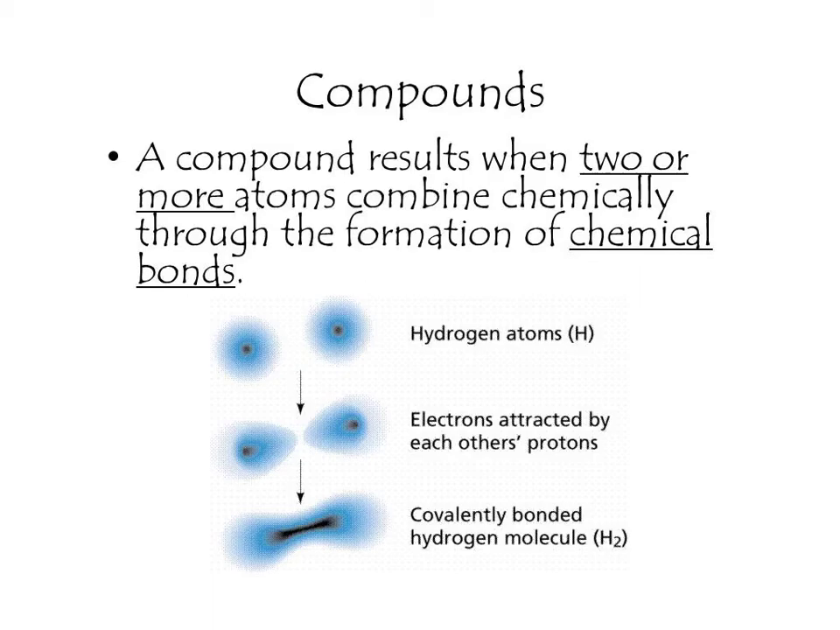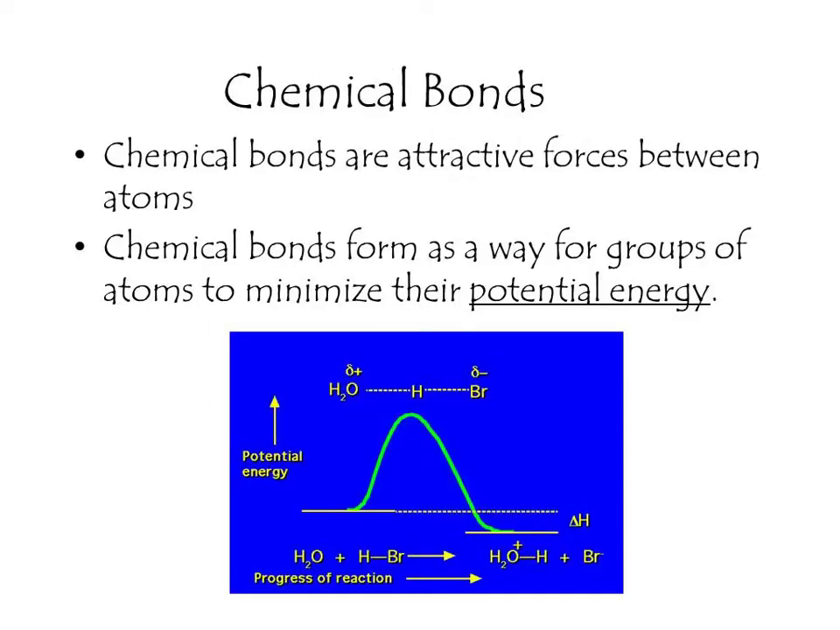The first thing we need to define are, what are compounds? And compounds result when 2 or more atoms combine chemically through the formation of chemical bonds. Chemical bonds are basically attractive forces between atoms, and chemical bonds form in ways so that you can minimize their potential energy.